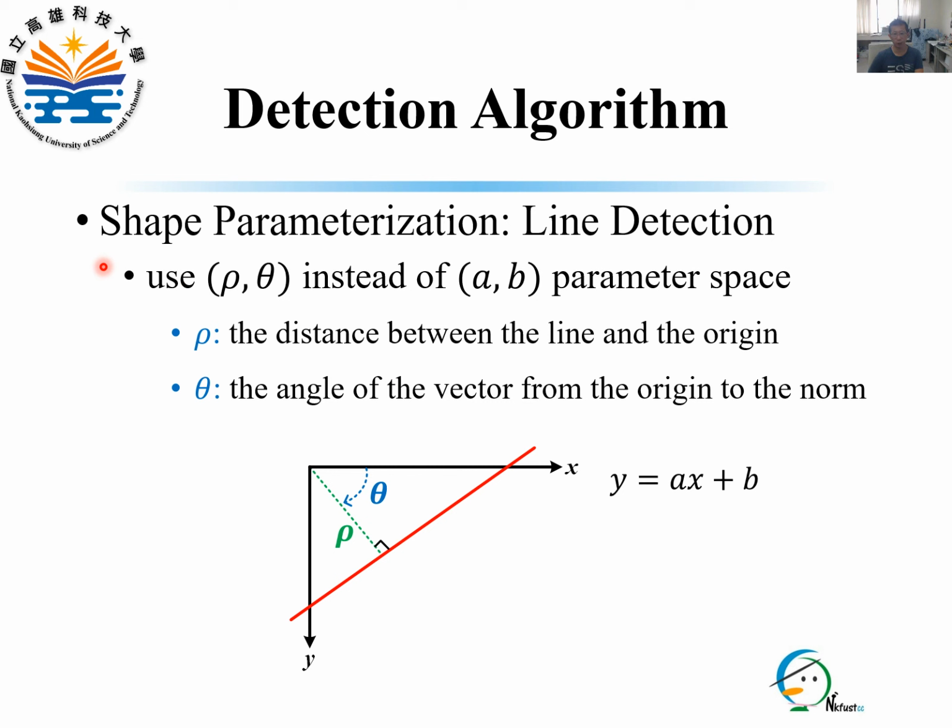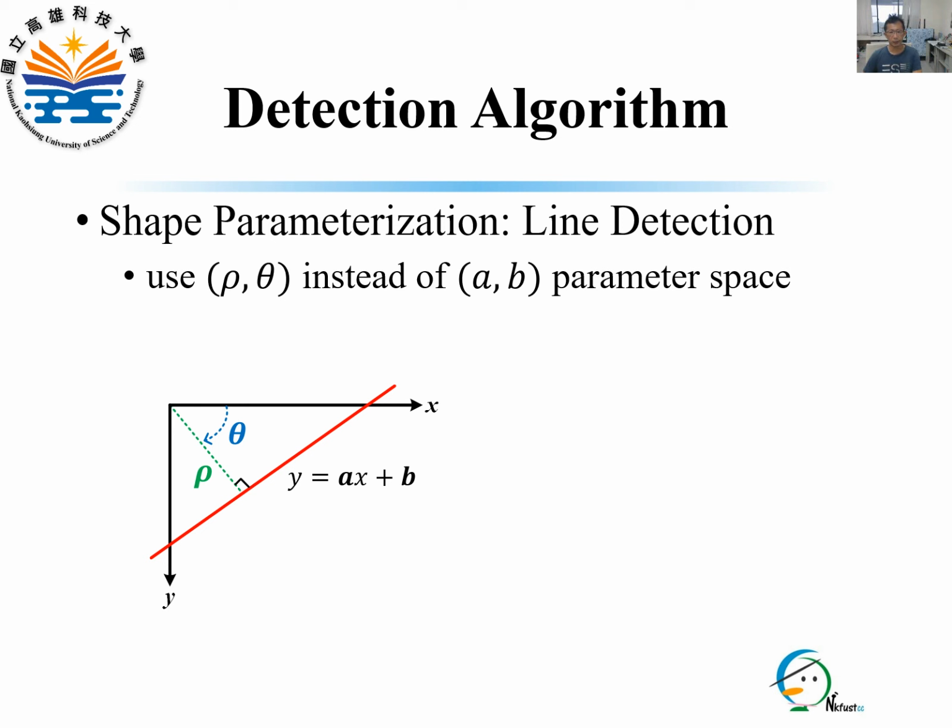To address this issue, Hough transform places line equation in rho and theta instead of a and b parameter space. As shown in this figure, rho is the distance between the line and the origin, and theta is the angle of the vector from the origin to the normal. Therefore, Hough transform places the line equation as x cosine theta plus y sine theta equals rho.